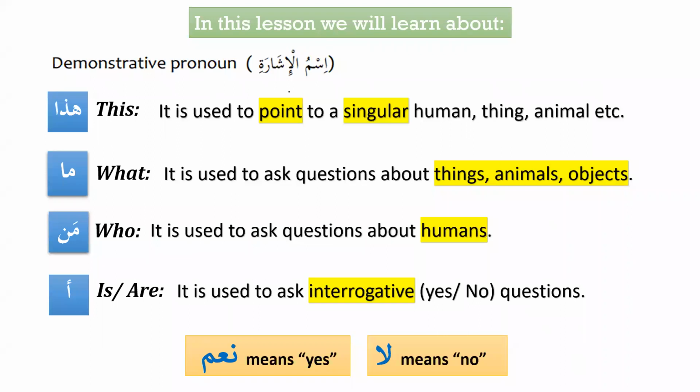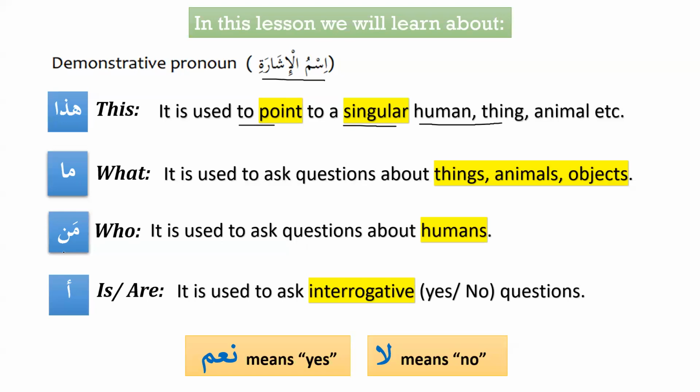So in lesson number 1, we are going to learn about the demonstrative pronoun, ismul ishara, and that one is hada. Hada means this, and it is used to point to a singular human, thing, animal, etc. So it is used to point towards something which is singular. It can be a human, a thing, or an animal. Then we will learn about ma, which means what, and it is used to ask questions about things or animals or objects.